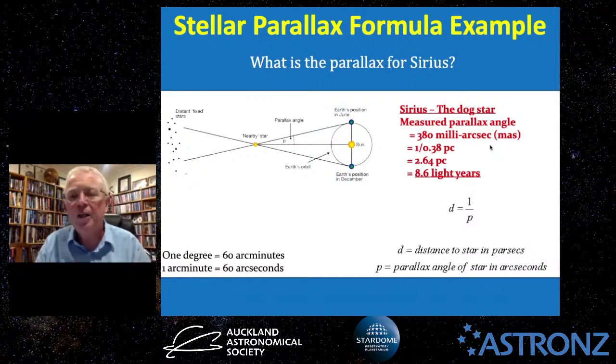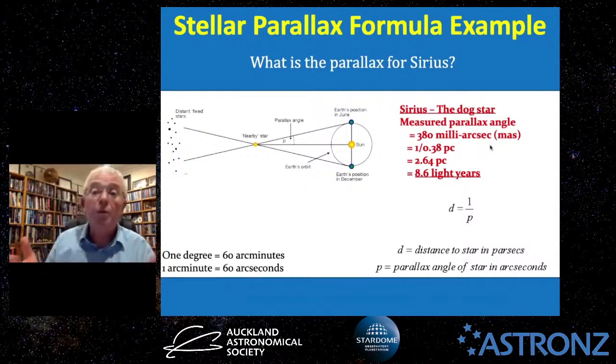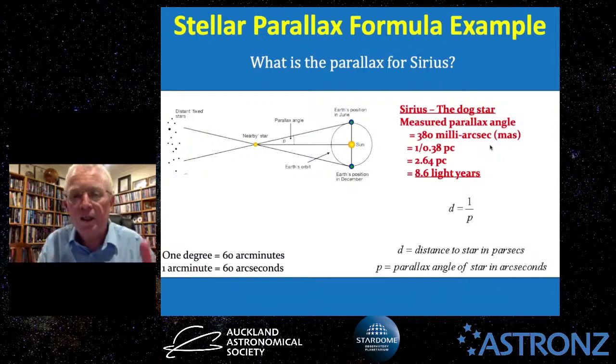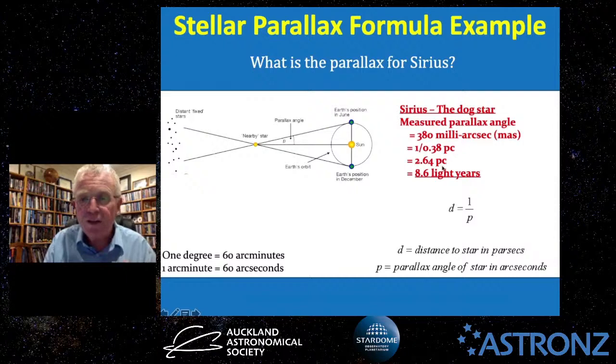And I put the abbreviation MAS in there because sometimes you pick up an astronomy paper and you'll see something about MAS. It means milliarcseconds, just an abbreviation. So it's essentially 0.38 arc seconds. So you get the inverse of that, 1 divided by 0.38, and that comes to 2.64 parsecs. You know that a parsec is 3.26 light years. So you get your calculator out, and 2.64 parsecs is 8.6 light years.